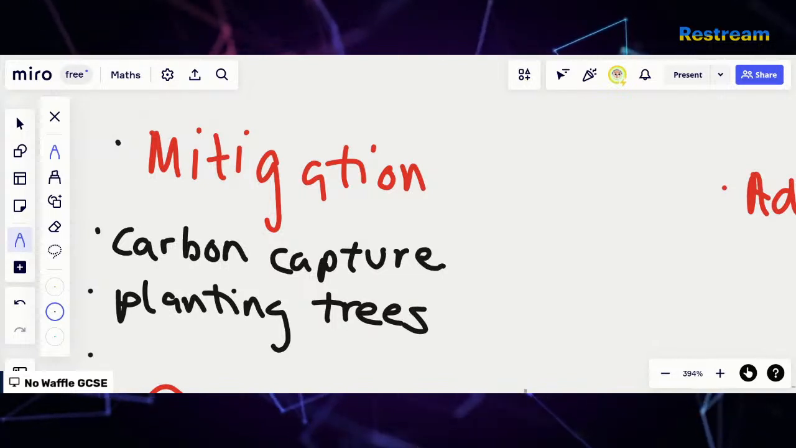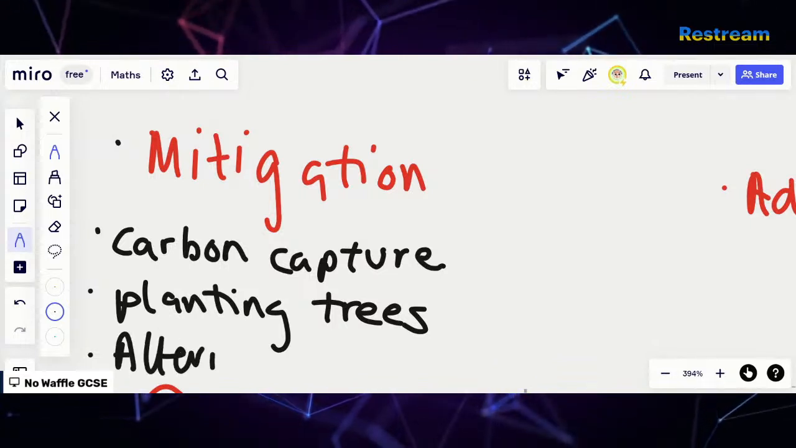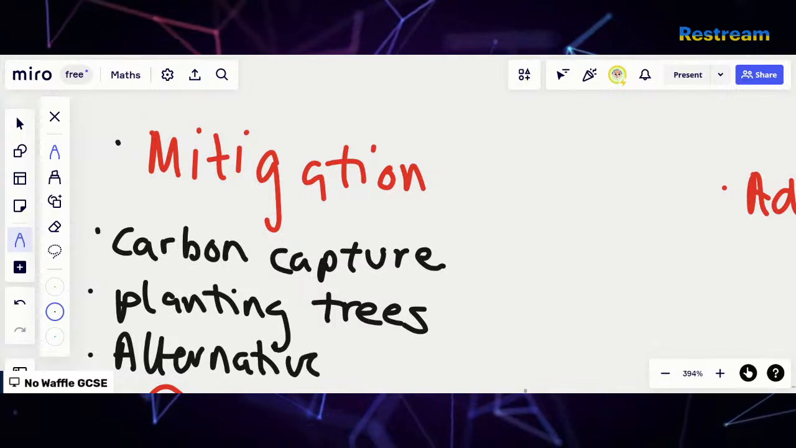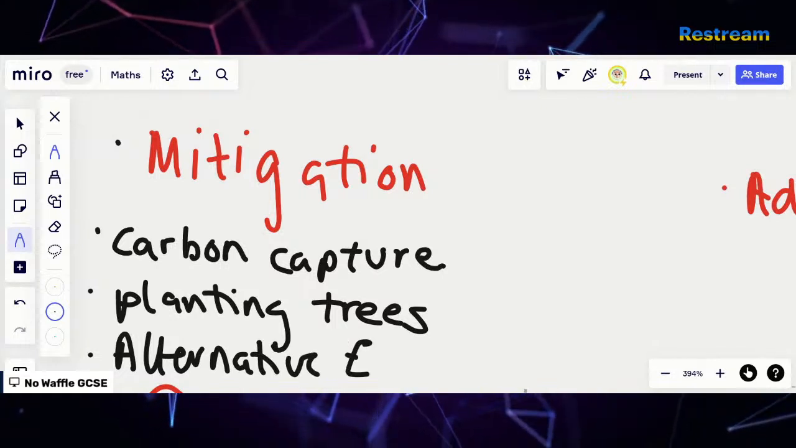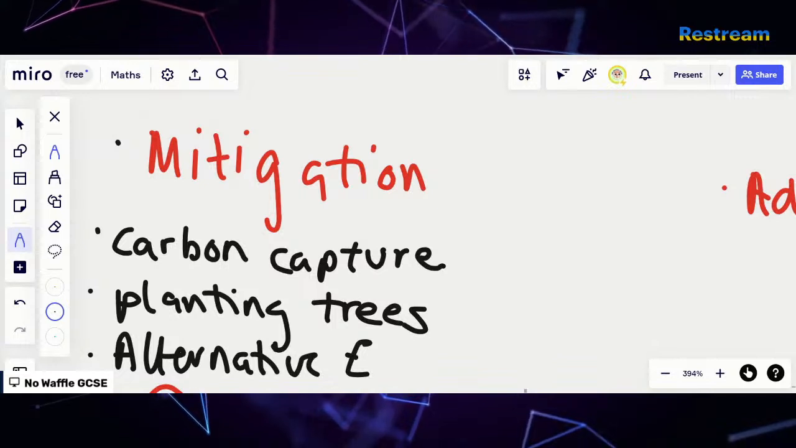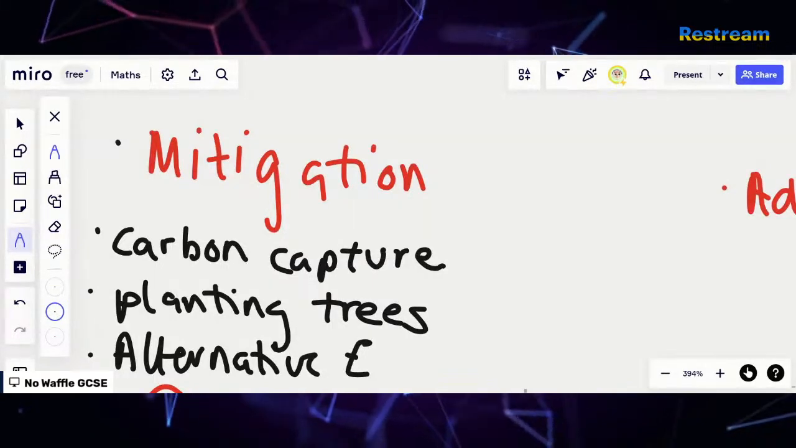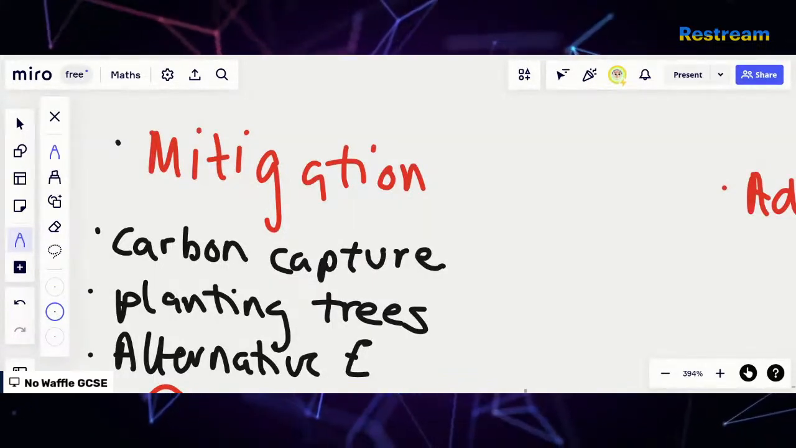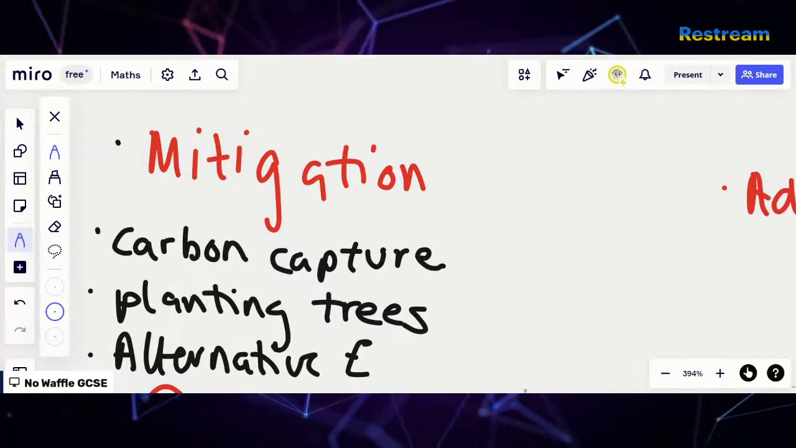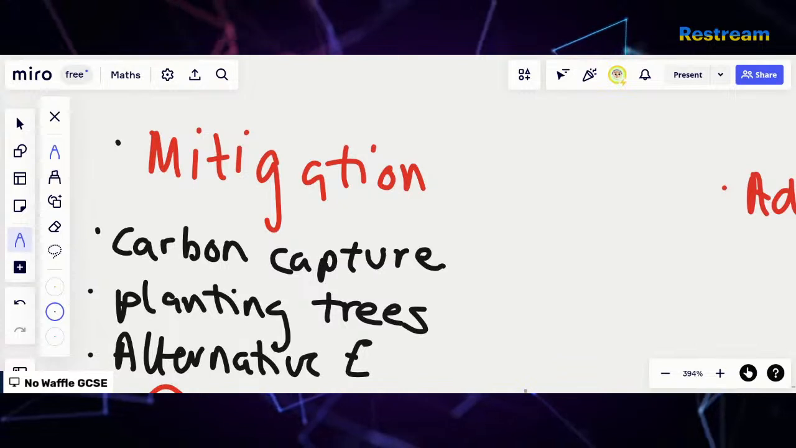Another mitigation strategy is alternative energy. So a switch to using more renewable energy that is not derived from fossil fuels, which are going to run out one day. The UK is actually, fun fact, the world's windiest place, so we could definitely take advantage of that by using things like wind farms.